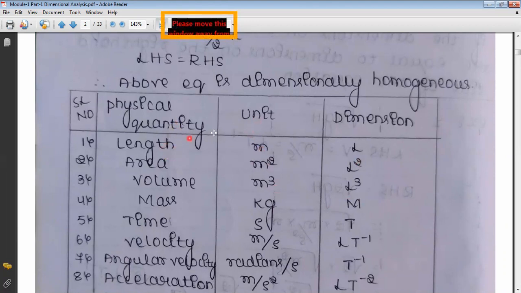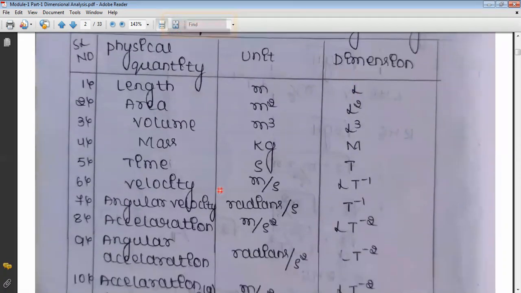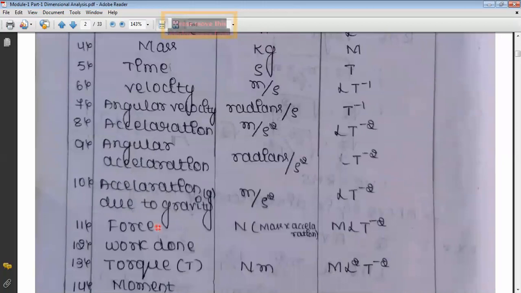Say, for example, length, meter, L; area, meter square, L square. L stands for length, because length we have taken as a fundamental quantity, correct? Length, mass, and time are the three fundamental quantities we often use in fluid mechanics. Now the force: we all know that the unit of force is Newton, but there is no particular dimension for Newton.